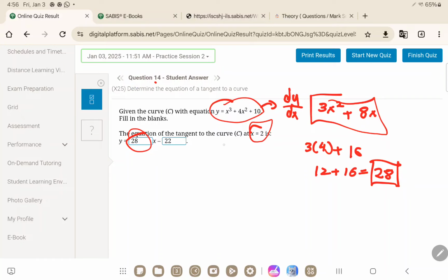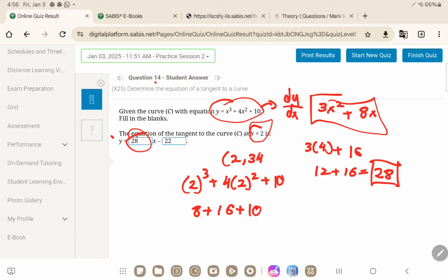So let's do that. 2 power 3 plus 4 into 2 squared plus 10. So we get 8 plus 16 plus 10. We get that our point is (2, 34), because the x is 2, so the y is 34.